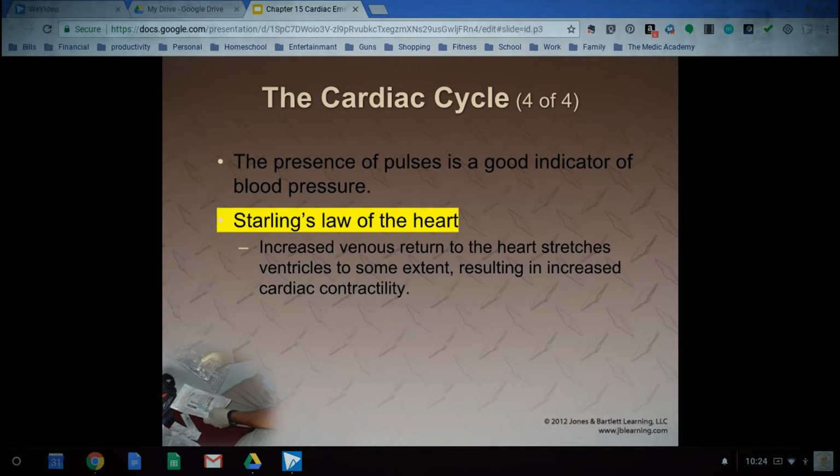Now, when we're talking about cardiac output, a good indicator of cardiac output will be peripheral pulses. So if we, for some reason, cannot measure a blood pressure, if we can reach down and feel a radial pulse, then we know that our systolic blood pressure is anywhere between 80 and 90 millimeters of mercury systolic.